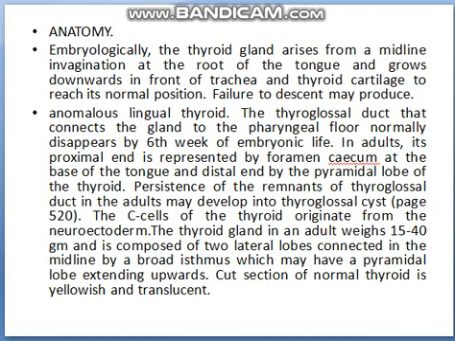So in this slide, this is about the anatomy of the thyroid. We must know where the thyroid gland is situated. Basically, the thyroid is a gland which is present in our neck region, broadly speaking. Embryologically, the gland arises from a midline invagination of the root of the tongue and grows downward in front of the trachea and thyroid cartilage to reach its normal position.